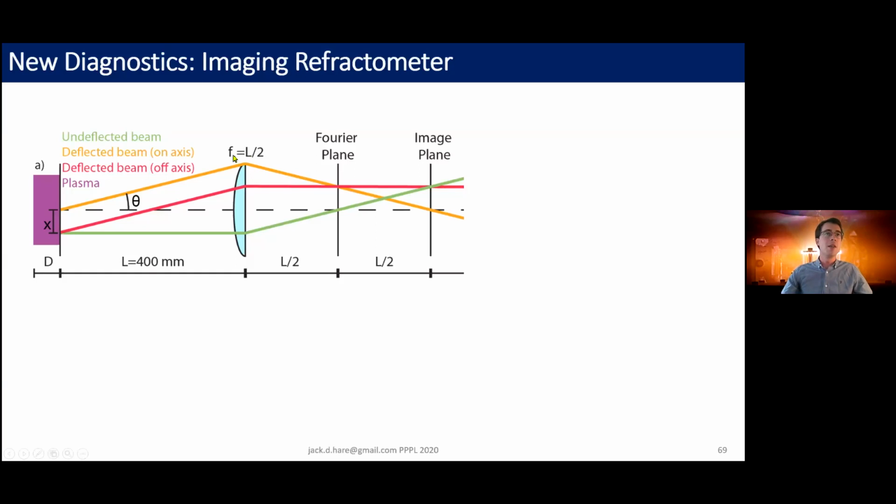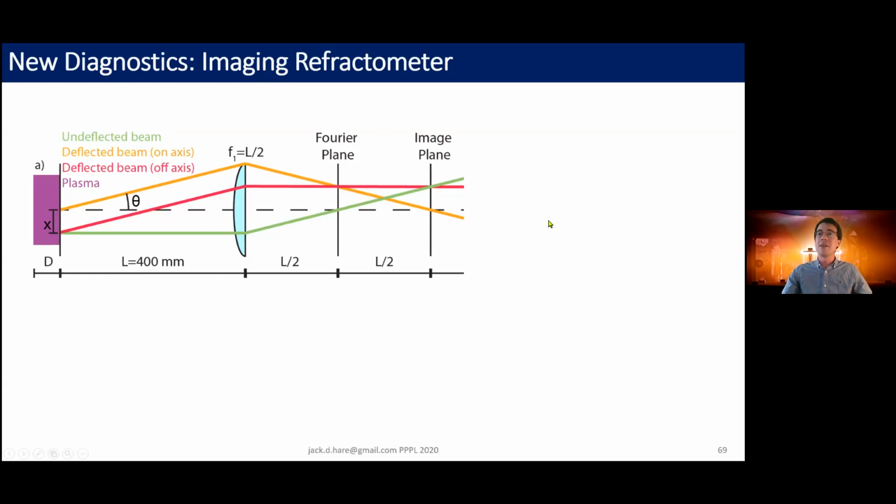What we do to start with is we place a lens at a distance L from the axis of the plasma. And behind that lens, as you know from your optics work, there is both a Fourier plane and an image plane. The Fourier plane contains the angles at which the rays exit the plasma, and the image plane contains the location at which the rays exit the plasma.